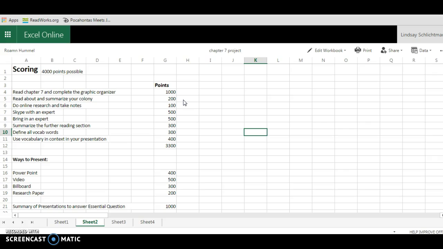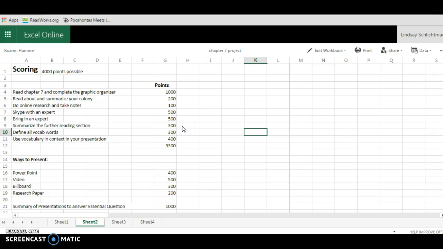If you only read about your colony and summarize that section of the text, you'll get 200 points. Doing online research and taking some notes about your colony will earn you 100 points. If you can find an expert to Skype with, or maybe even to allow the whole class to gain some information from, that's worth 500 points. And then if you bring in an expert, someone who knows a lot about that colony or that region that you're studying, that's another 500 points.